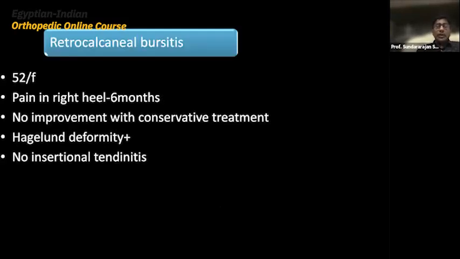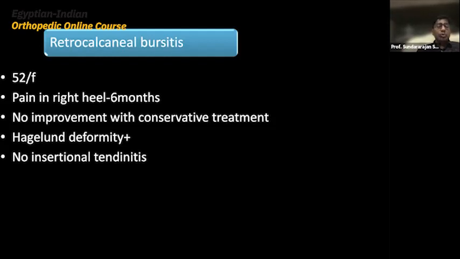Another important scope for ankle arthroscopy is retrocalcaneal bursitis, but it's not very common, because most often retrocalcaneal bursitis is associated with a tendo-Achilles spur. When you have a spur inside the tendon, it is very difficult to do an arthroscopy alone. You may need to do an open procedure.